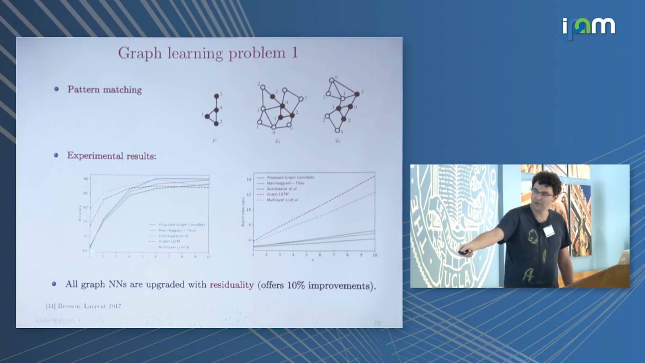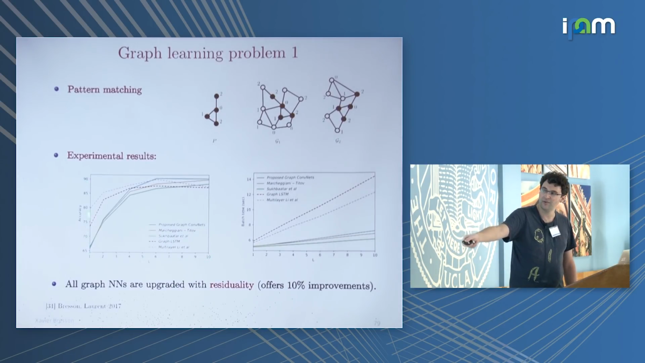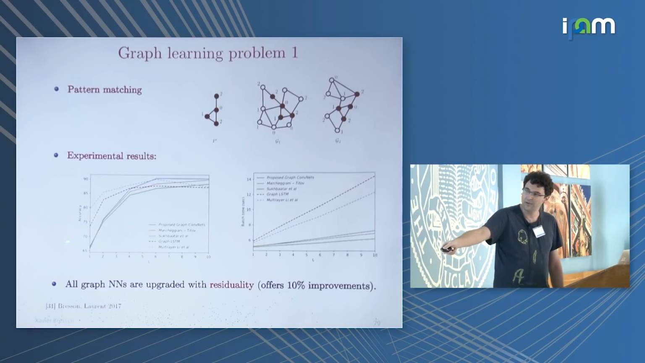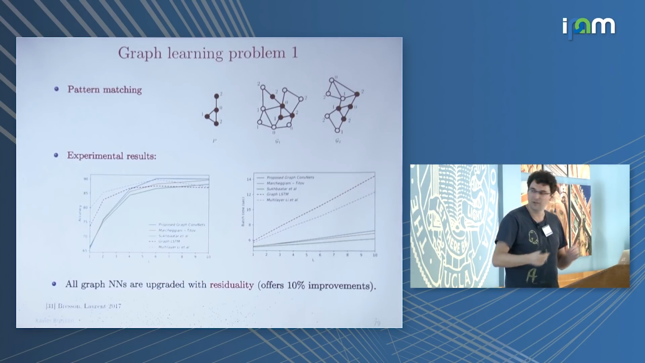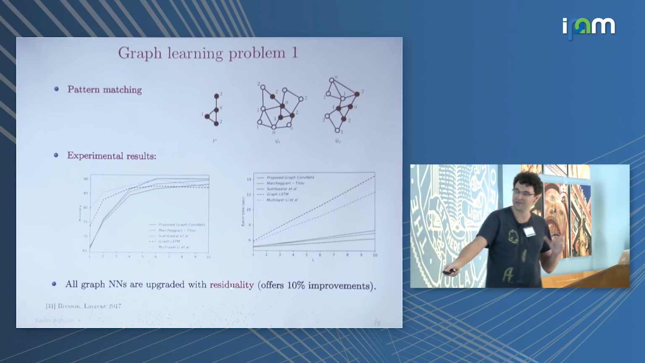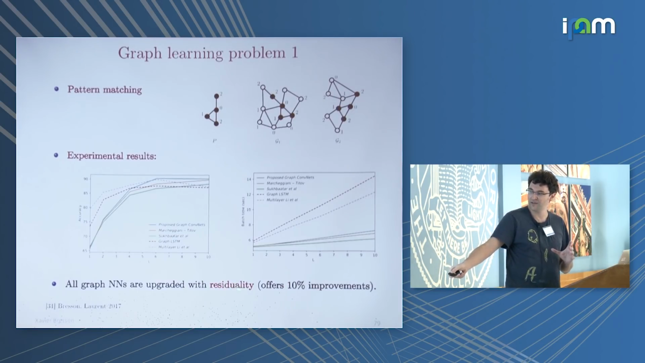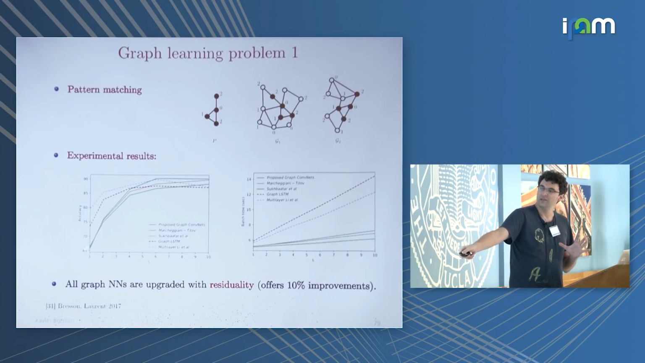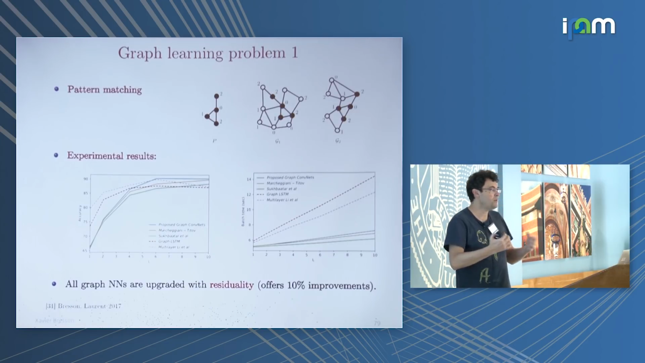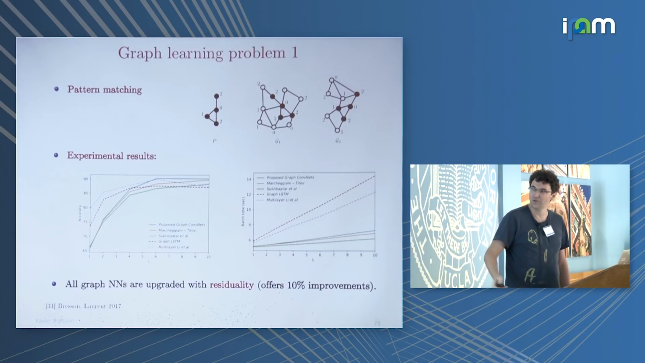What you see here, the x-axis is the number of layers, and this is the accuracy, so the higher the better. And we also add residuality. What's important is to have residuality, especially for arbitrary graphs. You really get a big improvement. What you see is that for a small number of layers, the recurrent neural network architectures are actually better. And in the literature, people don't use too many layers. They use maybe 1 or 2 layers, but not much. So that's why recurrent neural networks are used.